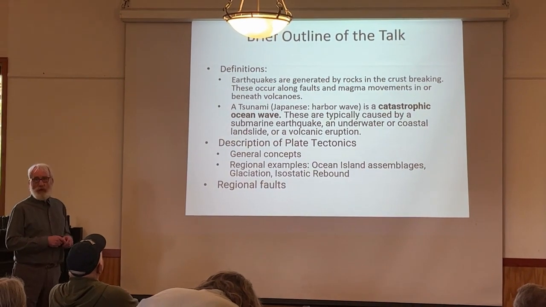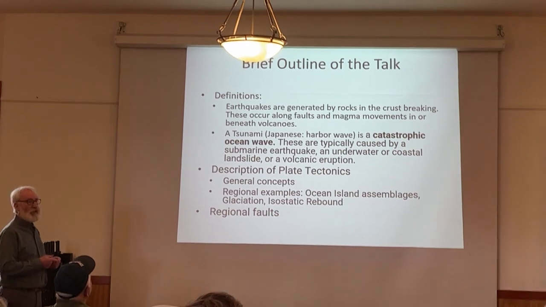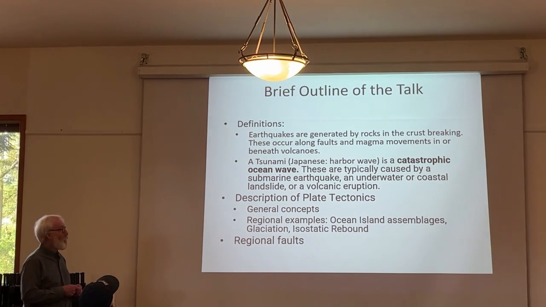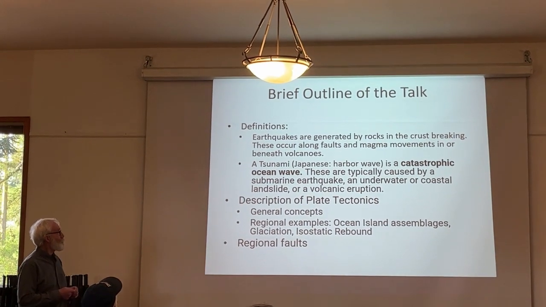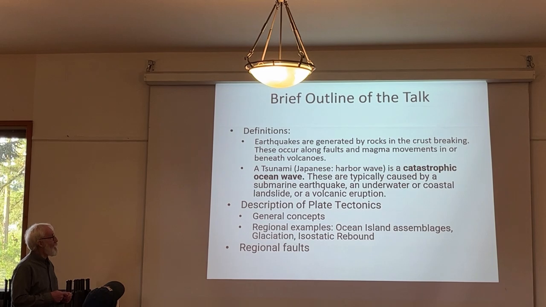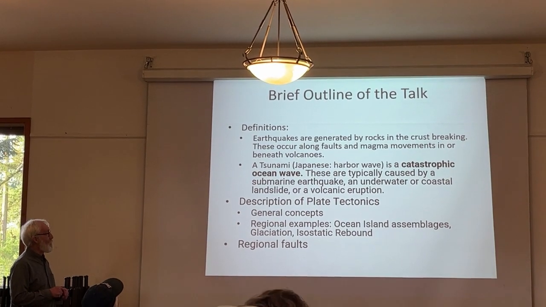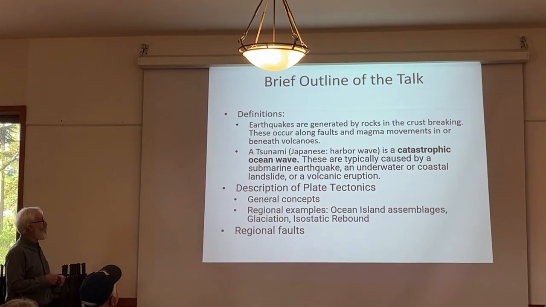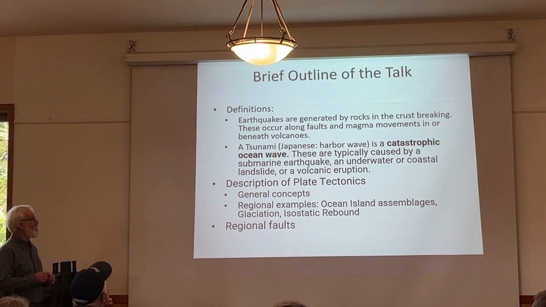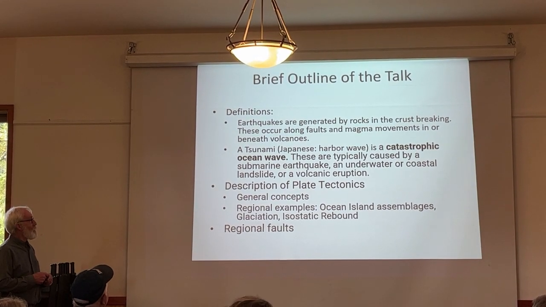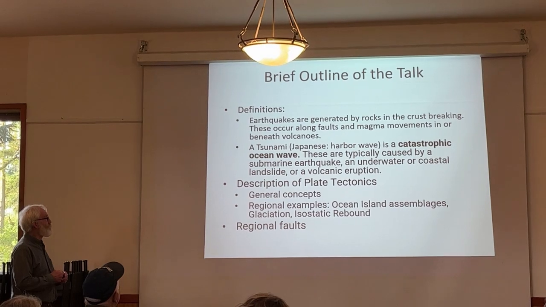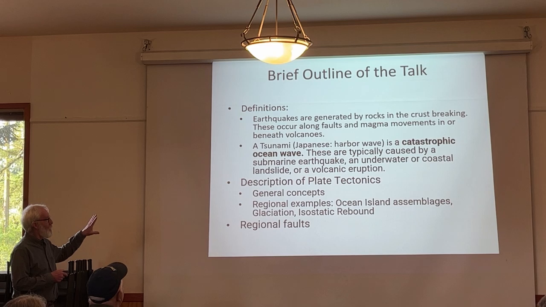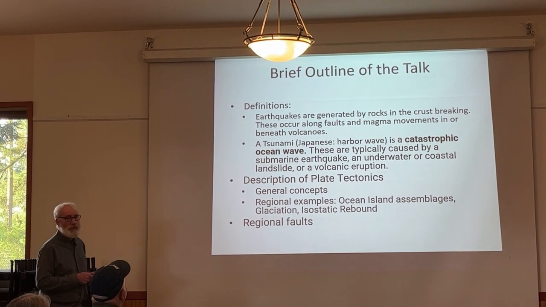They also happen under volcanoes, and they're very, very handy for monitoring volcanoes and trying to predict when they might blow if they're close. A tsunami, Japanese name for harbor wave, is a catastrophic ocean wave, usually caused by earthquakes, underwater landslides, or a volcano. So I'll talk about all these some more, and then we'll jump in quite soon about plate tectonics.